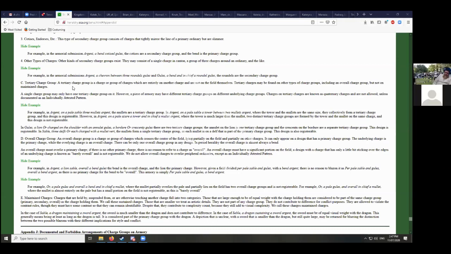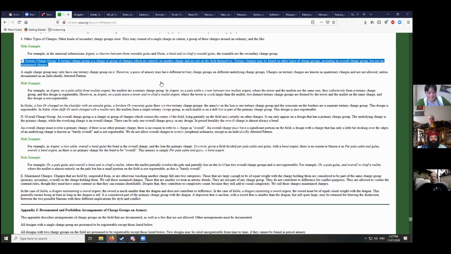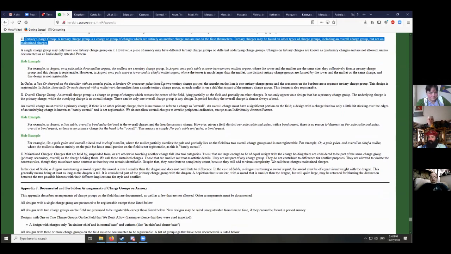Awesome. Because now we get to start going down the rabbit hole that is tertiary charge groups. A tertiary charge group is a charge or group of charges which are entirely on another charge and are not on the field themselves. Tertiary charges may be found on other types of charge groups, including an overall charge group, but not on maintained charges. By maintained charge, I mean it's being held by something.